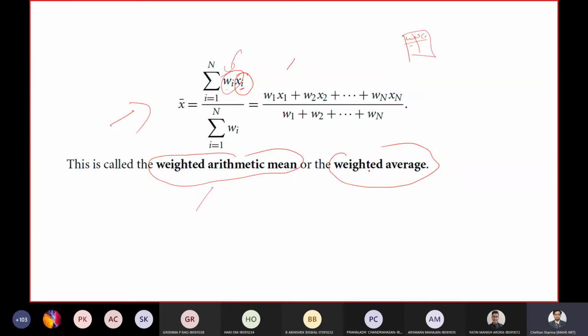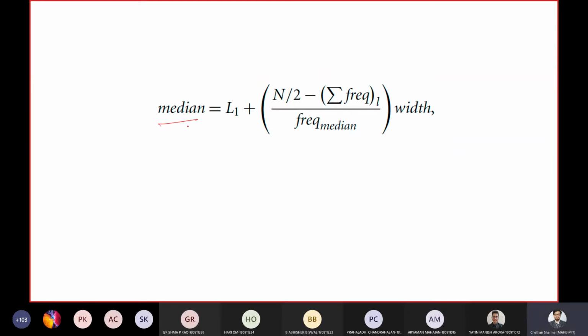So the next is median. Before going to this median, we will see how you calculate the normal median. This equation is used when the data is given in terms of range, that is, the data lies between 20 to 30, 30 to 40, 40 to 50. If the data is in terms of range, you will be using this equation for calculating the median.